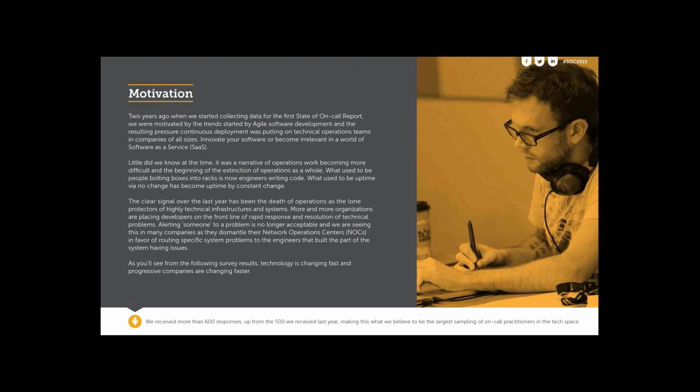One of these I put in the category of the notion that operations as a job is going away as an independent job. What's happening now is developers are getting much more involved in the front line of remediation. You're even seeing pretty dramatic shifts in the way companies deal with network operation centers. Network operation centers used to be this awesome catch-all for technical problems and communicating information out to external constituents.